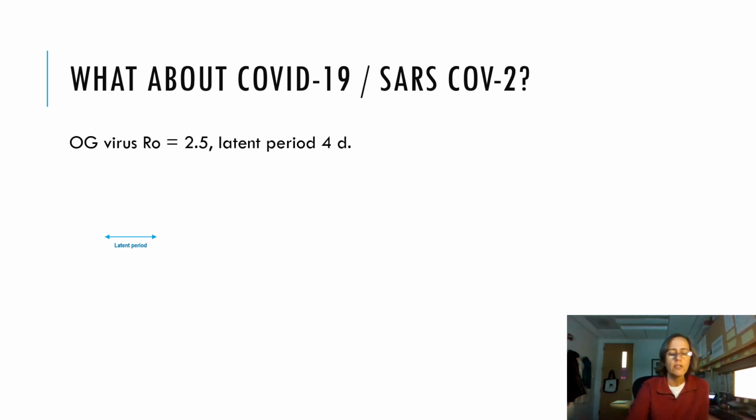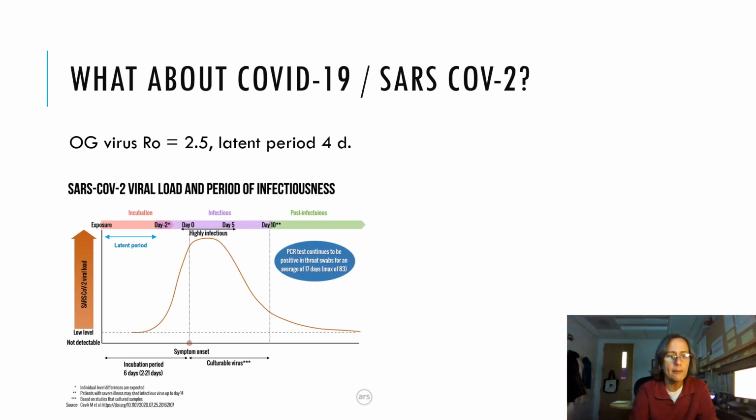All right. So for the original virus, the R0 was 2.5, which is pretty high, actually, for an infectious disease. Not anything like measles, but on the higher side, higher than influenza for sure. And the latent period was about 4 days. So let me show you what that looks like.